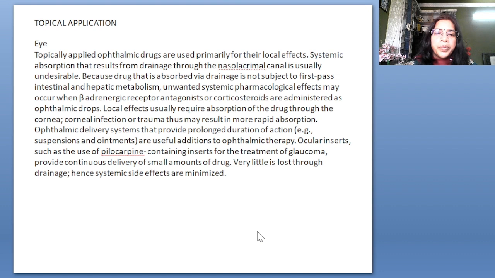Ophthalmic delivery systems that provide prolonged duration of action, for example suspensions and ointments, are useful additions to ophthalmic therapy. Ocular inserts, such as the use of pilocarpine-containing inserts for the treatment of glaucoma, provide continuous delivery of small amounts of drug. Very little is lost through drainage, hence systemic side effects are minimized.